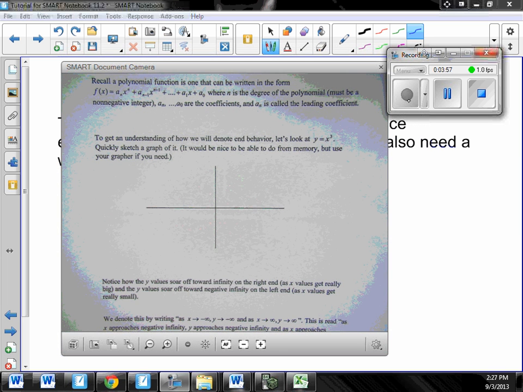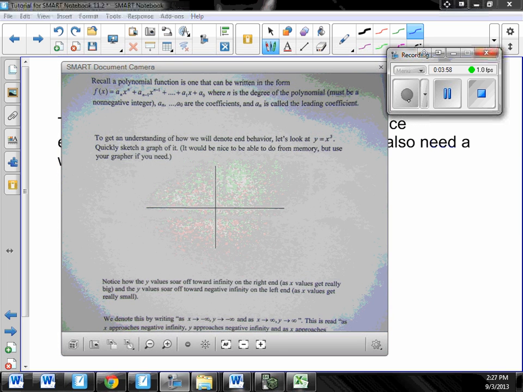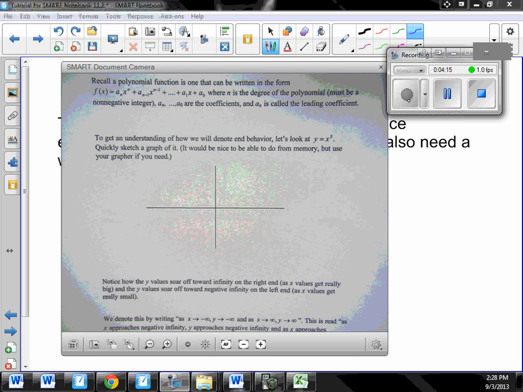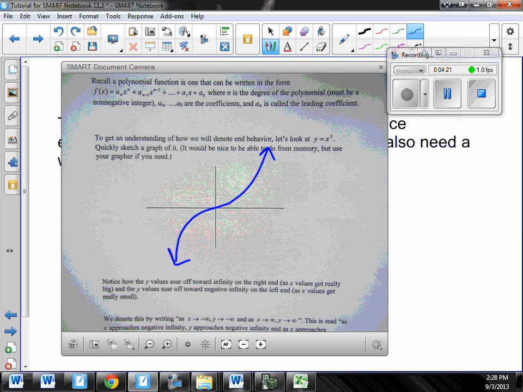So if we look at the middle of the first page, we're going to talk about end behavior, meaning as the graph moves to the right, does it approach positive infinity or negative infinity? Does it go up or does it go down? So if we were to graph x to the third in our calculator, it would look something like this. And you'll notice, yes, draw that please.